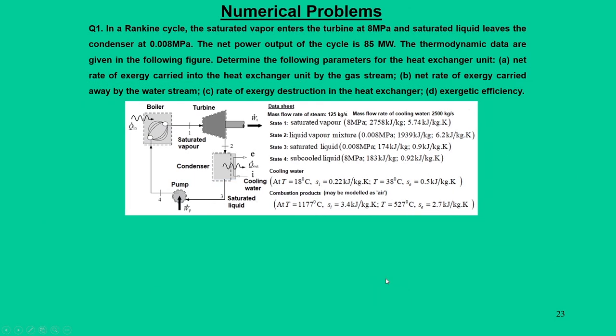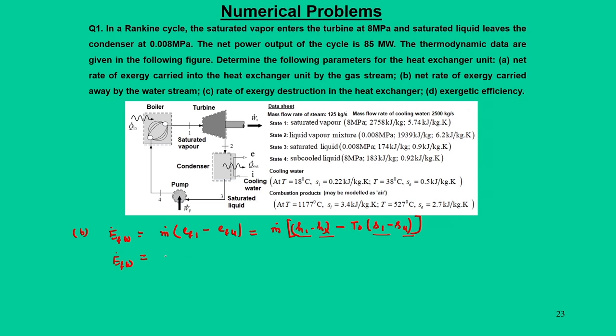And of course, this is being taken away by the steam. So, next part is for the steam. So, you say E dot F W, that is the net exergy carried away by the water streams, that is m dot, here you have to use the mass flow rate for steam, times the exergy of the steam at state 1 minus exergy of the steam at state 4. This can be rewritten similarly as (h1 minus h4) times m dot minus T0 into (s1 minus s4). So, we have all the data of enthalpy at states 1 and 4, entropy at states 1 and 4.